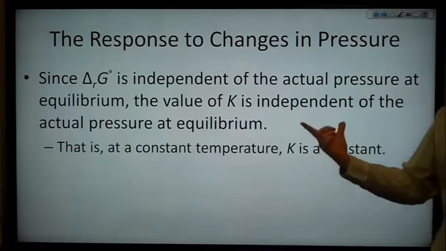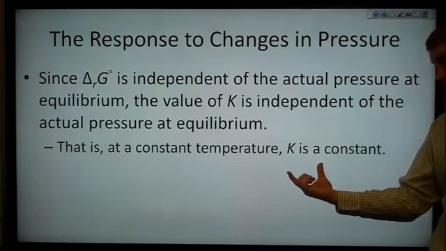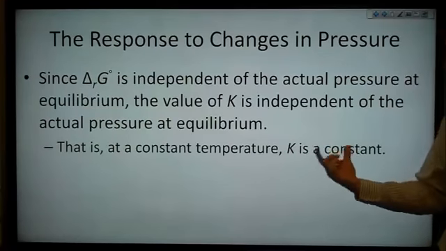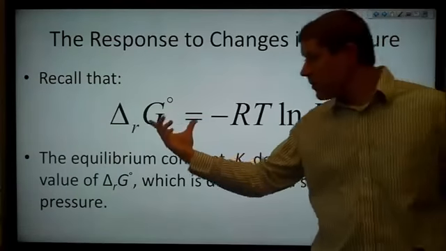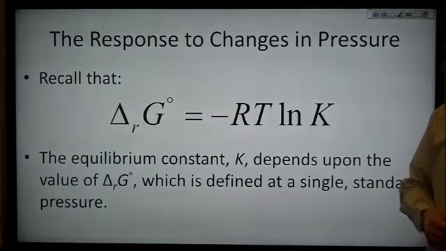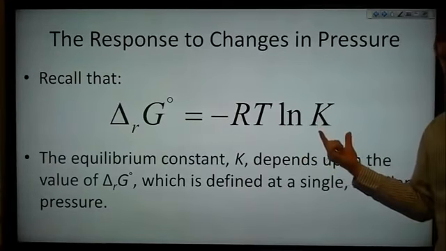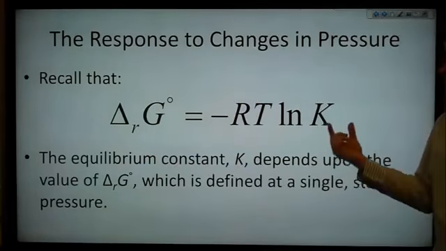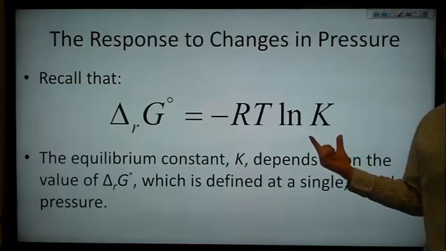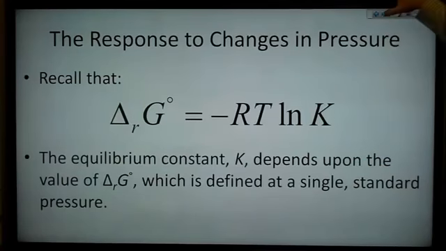So that means that at constant temperature, the value of K is a constant. It doesn't depend on anything else. Because if we go back here, our value of ΔrG° appears to change with temperature and our equilibrium constant. Well, if temperature is constant and ΔrG° is constant, then K must be constant. So as long as we keep the same temperature, our value of K is the same.